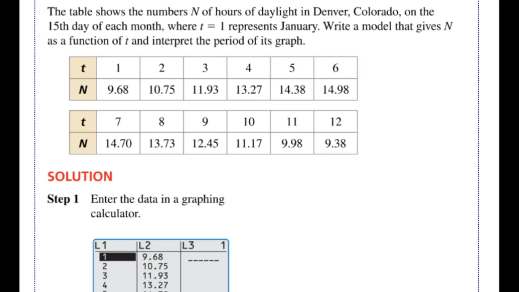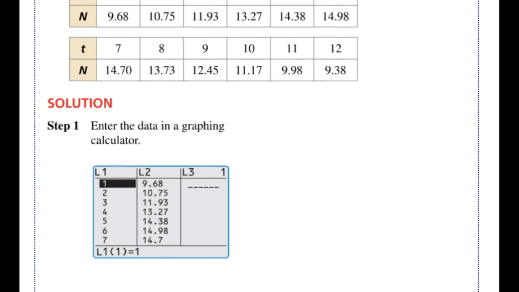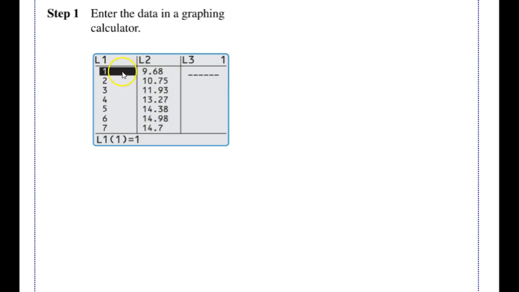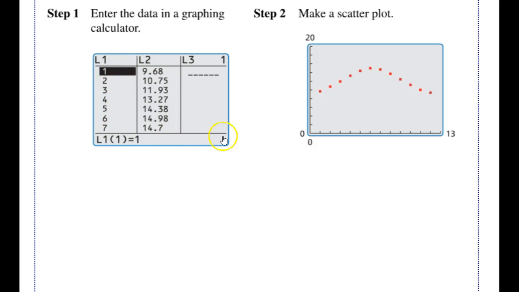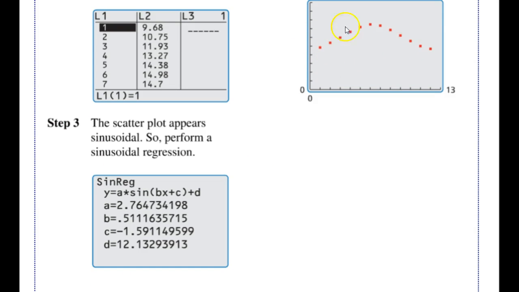The first thing I do is use my technology, and I can use Desmos as well. This example just walks through using a TI calculator. I enter my data in my calculator, or in my table in Desmos, all of my data pieces. Then I make my scatter plot. Then I see that this does look sinusoidal, it has that kind of curve to it, so I'm going to use a sinusoidal regression.